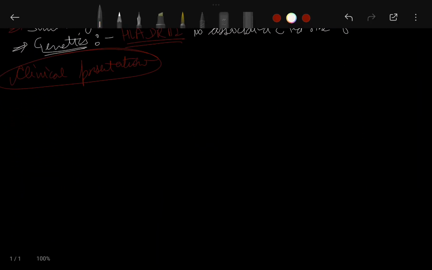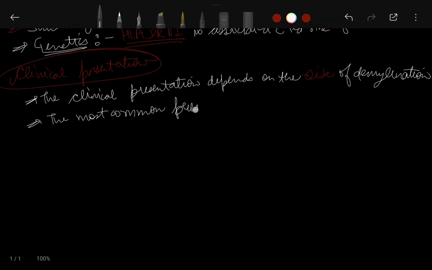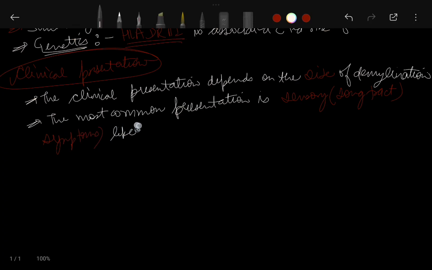After that, the clinical presentation. It depends on the site of demyelination. According to the site of demyelination, the most common presentation is sensory, that is long tract symptoms.